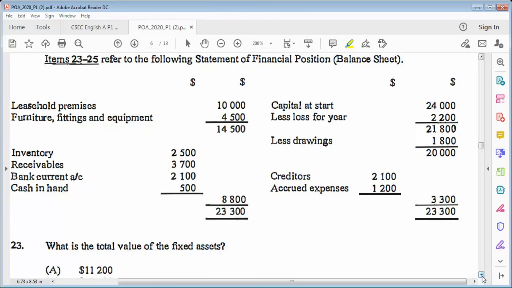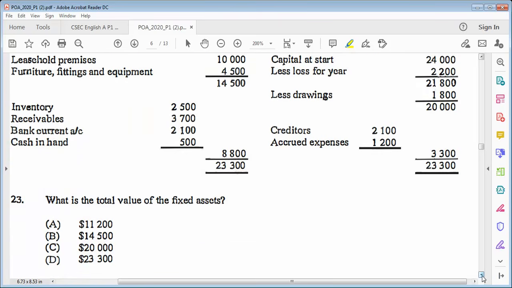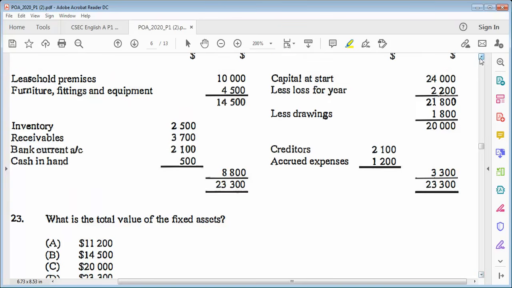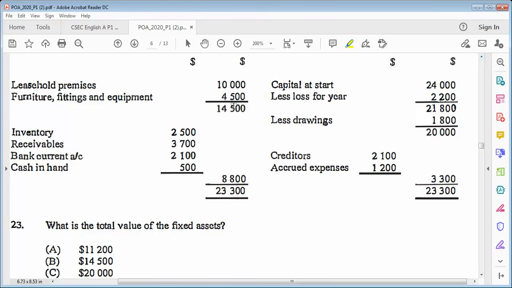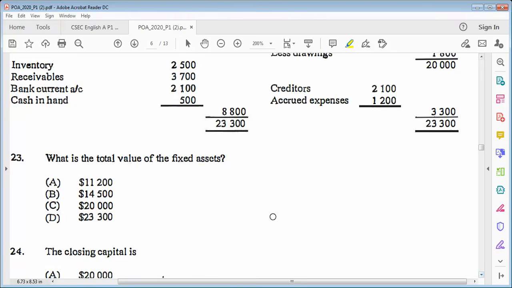It says, what is the total value of the fixed assets? A, 11,200, B, 14,500, C, $20,000, D, 23,300. Well, our fixed assets are leasehold premises, 10,000, and furniture, fittings and equipment, 4,500. When we add that together, we have 14,500. So that's our answer. Our answer would be B.